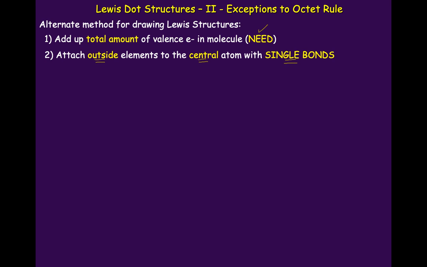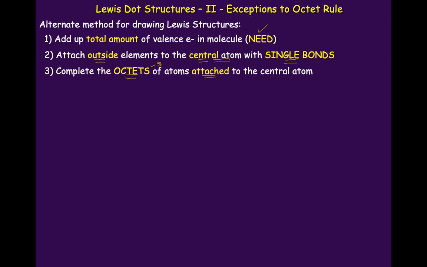So you have to determine what the central atom is. Again, the central atom is the one that forms the most bonds. I think we're getting used to that, right? Group 14, 15, 16 typically is the central atoms. You're going to bond everything else to that central atom with a single bond. Then we're going to complete the octet of atoms attached to the central atom. So all the outside elements complete their octets, which means they get 8 valence electrons. Not hydrogen. Remember that hydrogen does not get an octet.